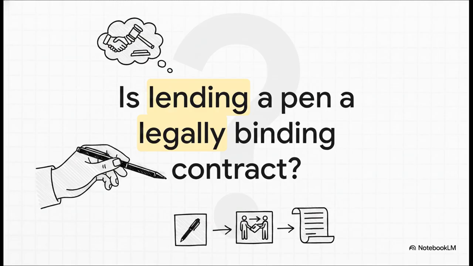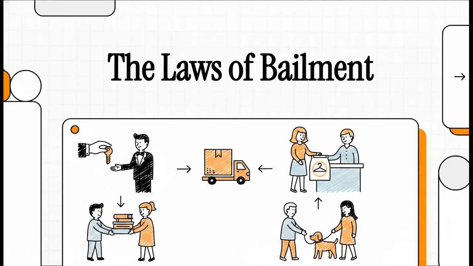that tiny everyday transaction. Welcome to this explainer on the Indian Contract Act of 1872. Today, we're going to discover that you're entering into legal contracts all the time without even realizing it. Specifically, we're going to peel back the curtain on a hidden area of the law that governs almost every single time you hand your property over to someone else. In the legal world, this concept is known as bailment.